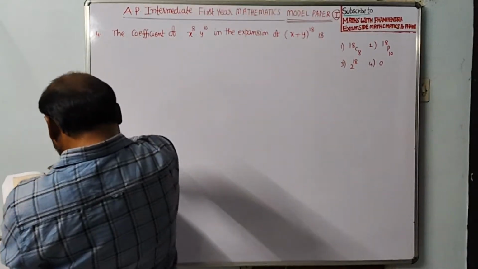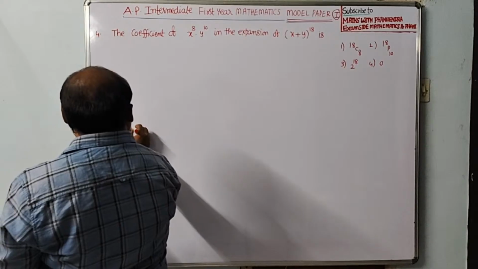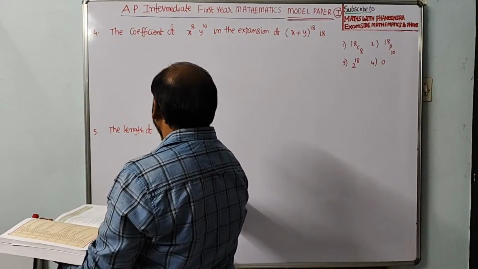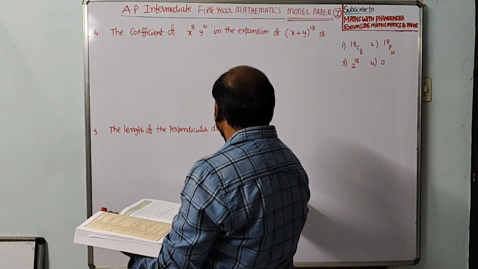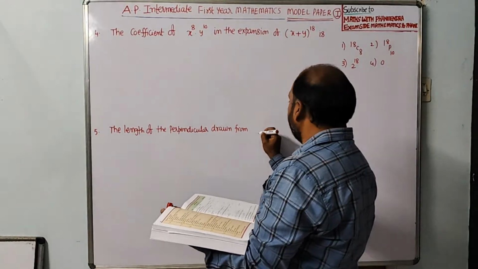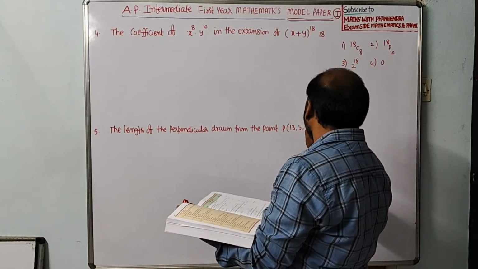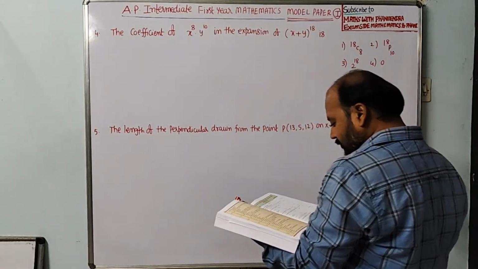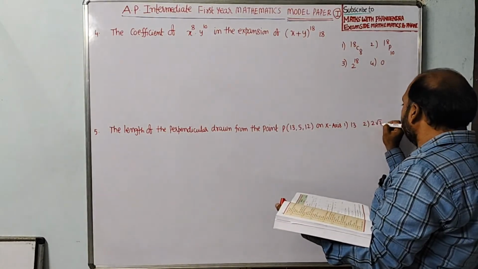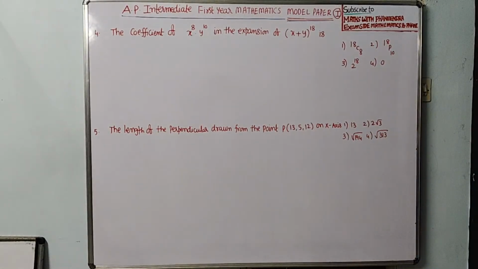One more question also I will write here, because it will take only till here. Question number 5. The length of perpendicular drawn from the point P of (13, 5, 12) on the x-axis is: first option 13, second option 2 root 3, third option root 194, fourth option root 313. Even diagrammatically, we will explain.